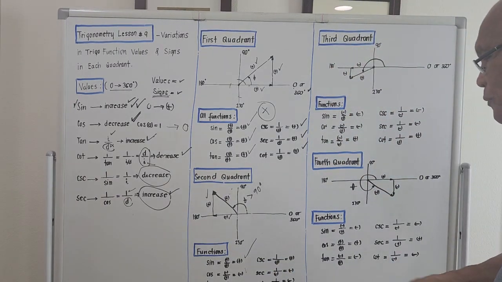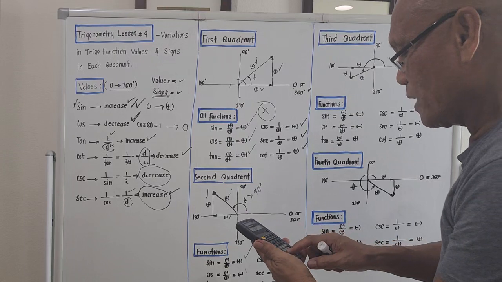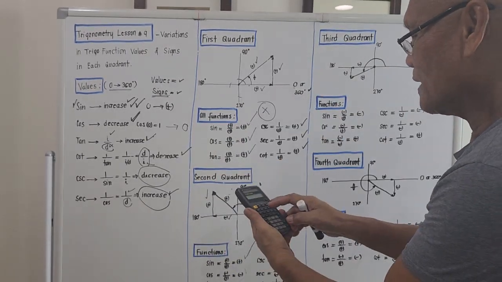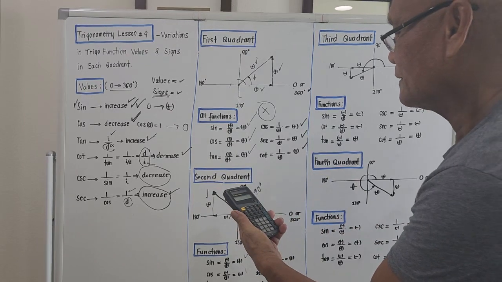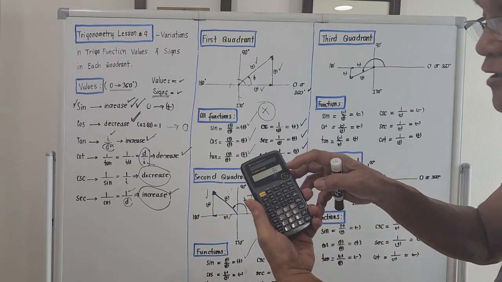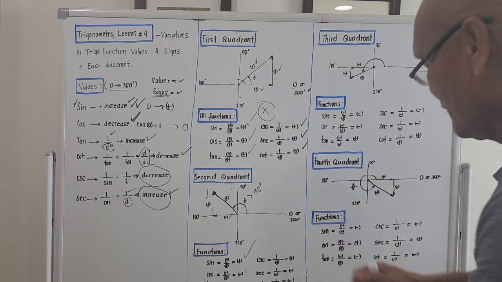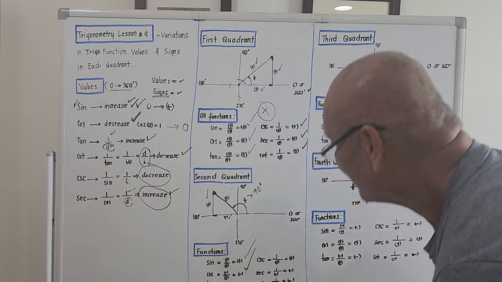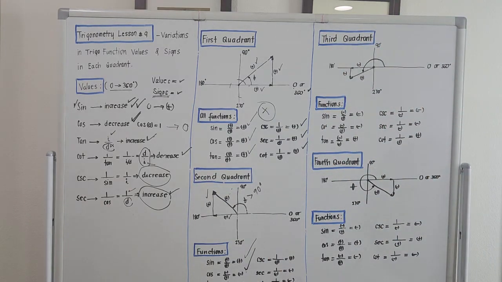So how could we prove this one? Like 120 measured counterclockwise. If you take the cosine value of this, the value here is negative 0.5. And the significance of this negative here is actually this one. Okay, you got it?